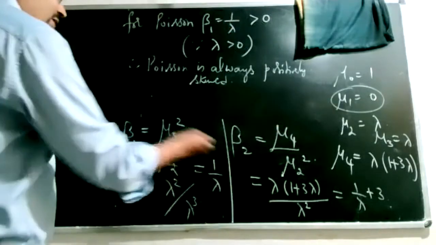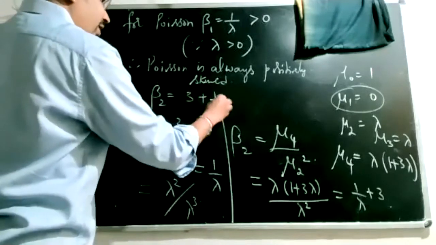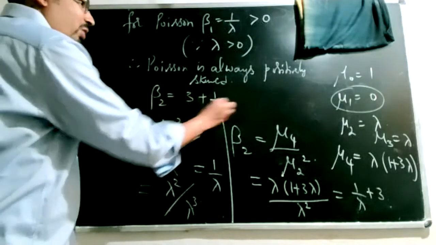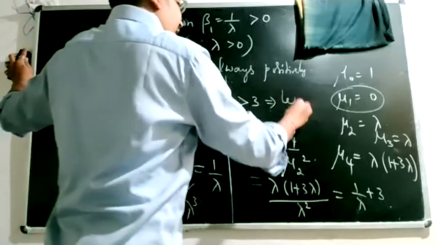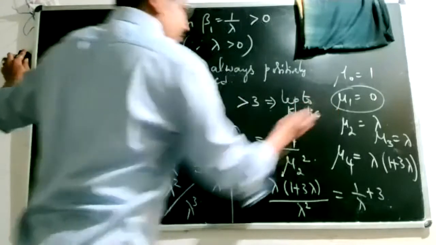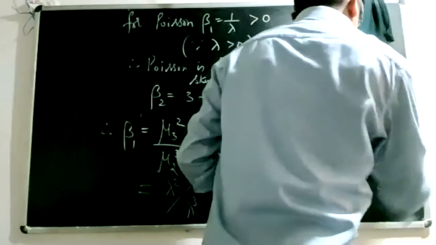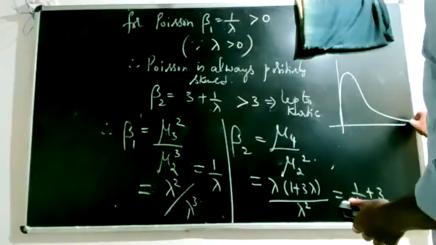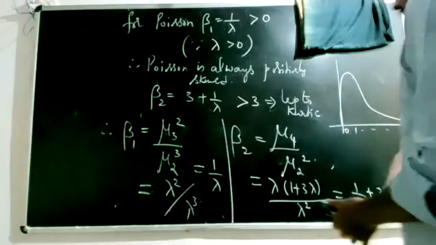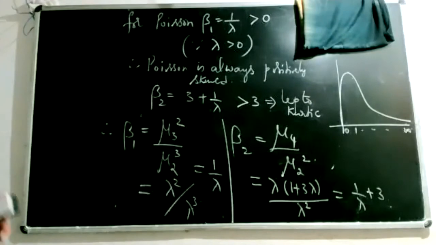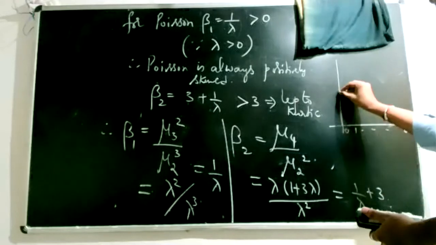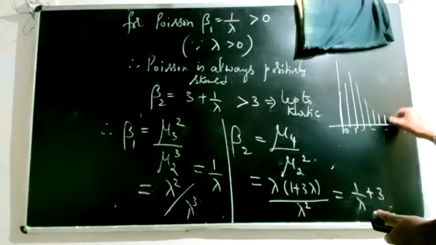And again, coming to the kurtosis, if you see the value of beta 2, beta 2 is 3 plus 1 by lambda. We know that lambda is greater than 0, so 1 by lambda is always positive. 3 plus a positive number is always greater than 3, which implies the distribution is always leptokurtic, which indicates that the curve of the distribution will always be very sharp and the tail is stretched. Obviously, because our x is 0 to infinity, this is the shape. Here, it is not a continuous distribution. What we mean is, if you draw a probability curve or a frequency curve after erecting the histograms for every value of x, you will observe the shape like that. So that is the sense here.